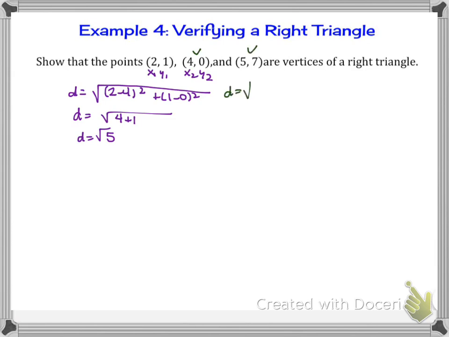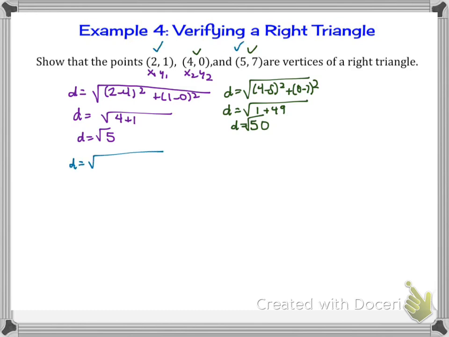So this distance equals the square root of (4 minus 5) squared plus (0 minus 7) squared. So the distance equals the square root of 1 plus 49. So this distance equals square root of 50. Then let's do the last one. And so that will be this first one and this last one.